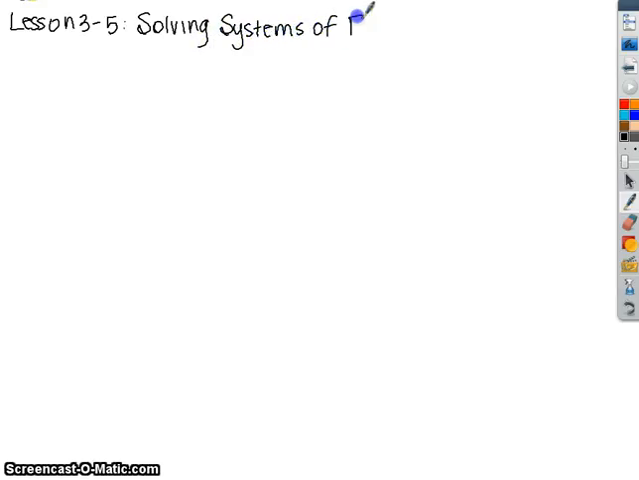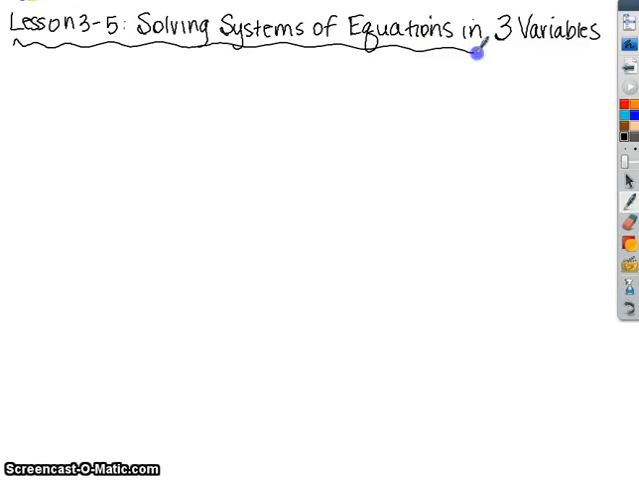Hello everybody. Today we are going to take a look at lesson 3-5, dealing with solving systems of equations in 3 variables. We will not be doing any graphing today. Today we are going to be using a lot of the substitution method and a lot of the elimination method. So this is definitely going to be a lot of algebra today.